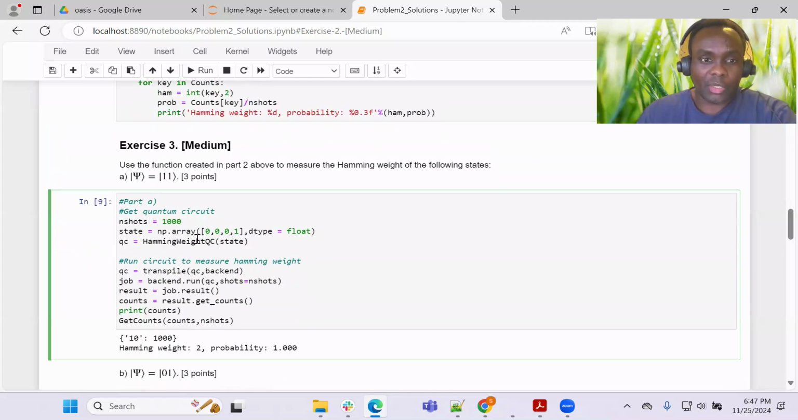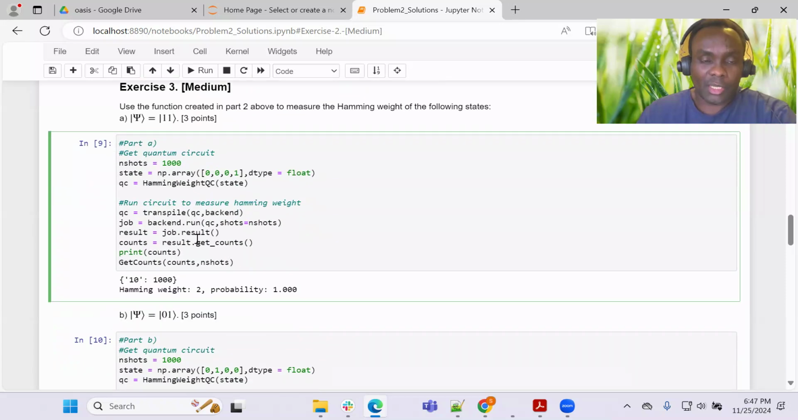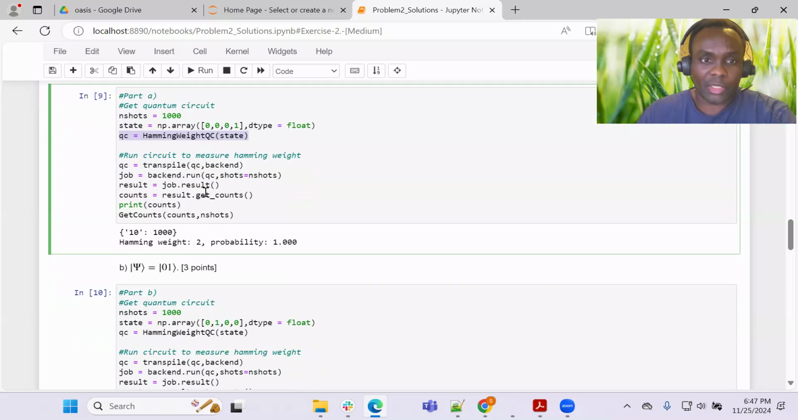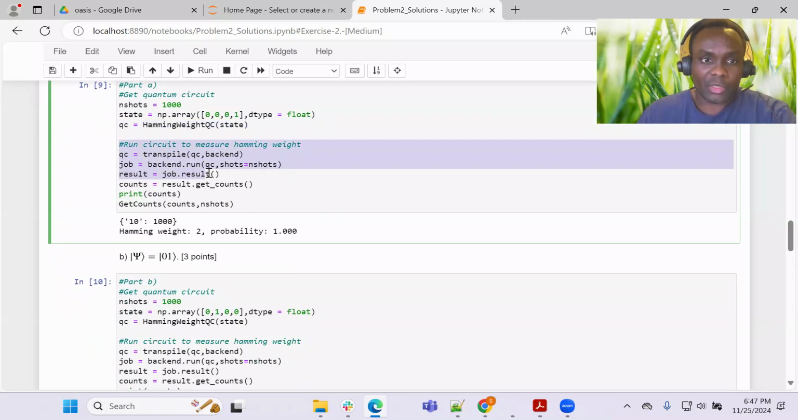I created some code to measure the Hamming weight of the state for part A. I'm using just 100 shots for measurements. Here I'm initializing the state, and then I grab the quantum circuit from my function that I created, and then I run the circuit to get the counts. I print the counts and calculate the Hamming weights. So as you can see here, there are the counts. You see the Hamming weight here.